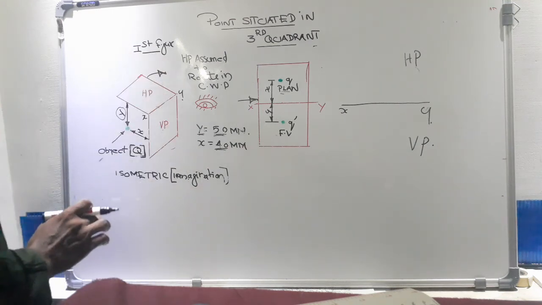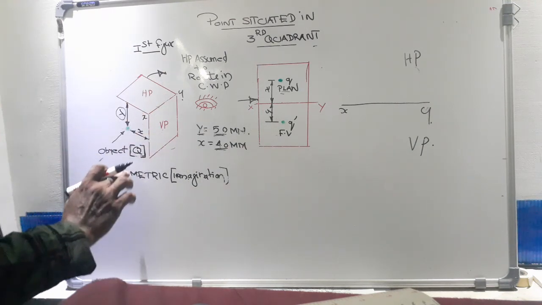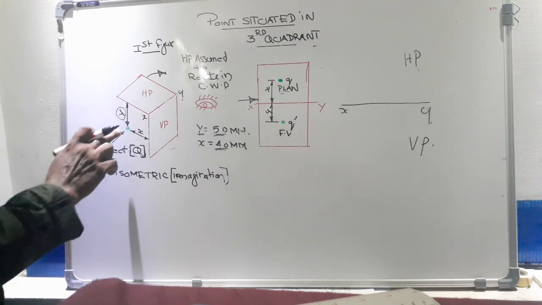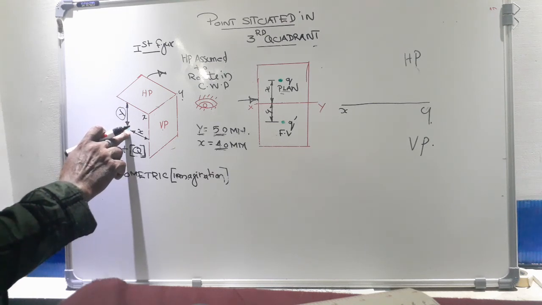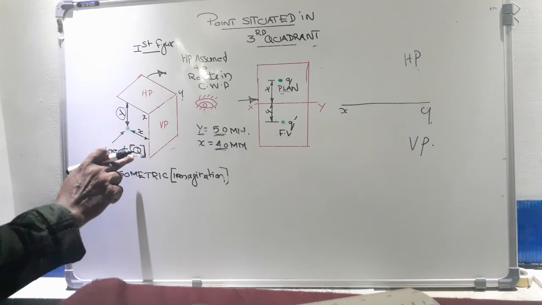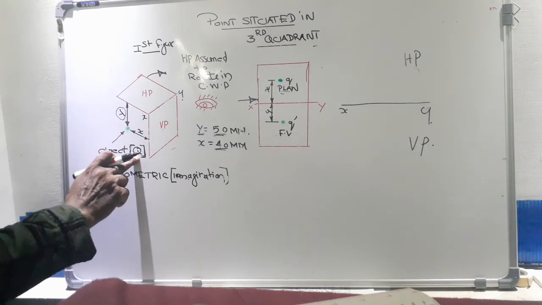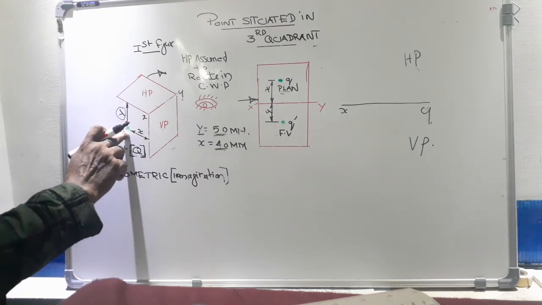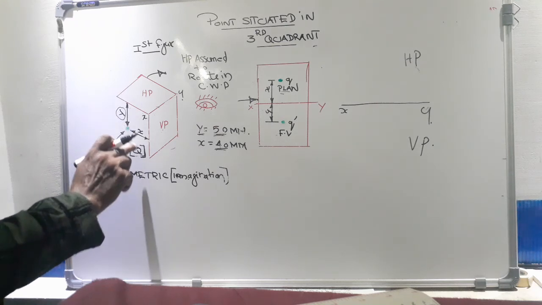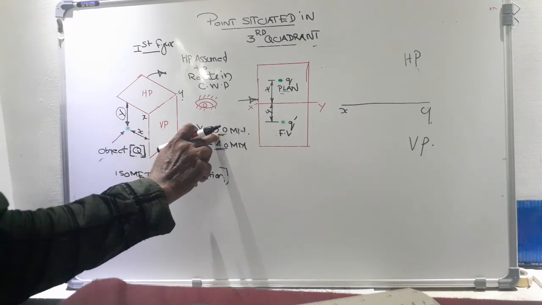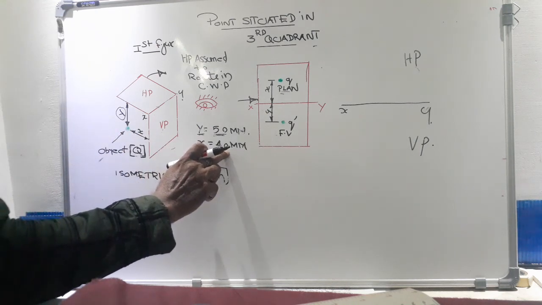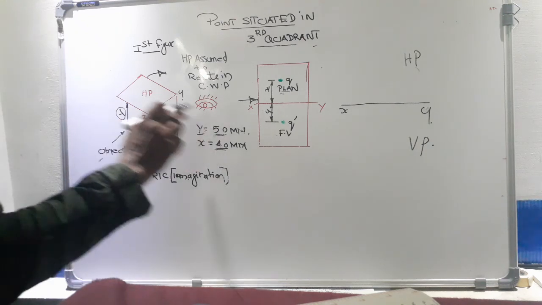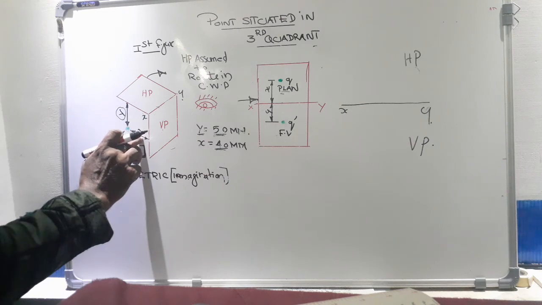Here, the first figure shows the exact position, or isometric imagination, of the point situated in the third quadrant. The point is marked here, denoted by the capital letter Q, keeping a distance y from HP and a distance x from VP. The value of y is given as 50 mm and the value of x is given as 40 mm. That means our point Q is situated 50 mm below HP and 40 mm behind VP.